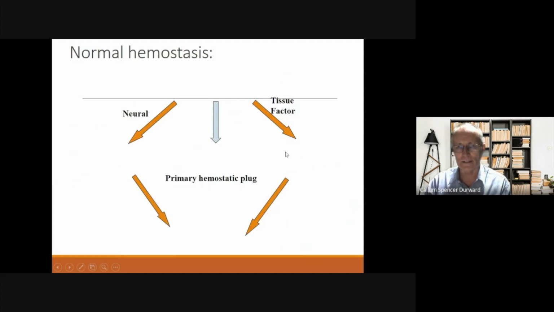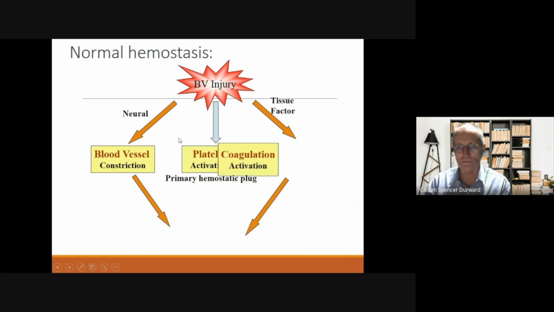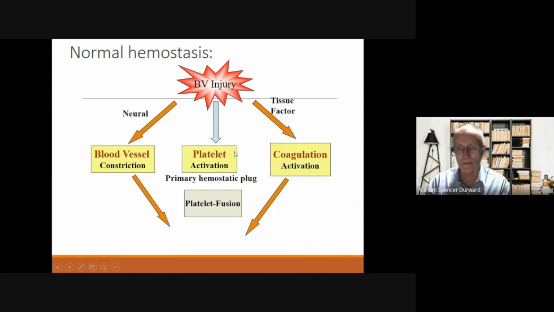We need to understand normal hemostasis. After a blood vessel injury, there are three mechanisms to help with hemostasis. Firstly, we have blood vessel constriction. We also have platelet activation and activation of the coagulation system. This results initially in a primary hemostatic plug, and after fibrin and thrombin are laid down, along with reduced blood flow, we get a stable hemostatic plug.